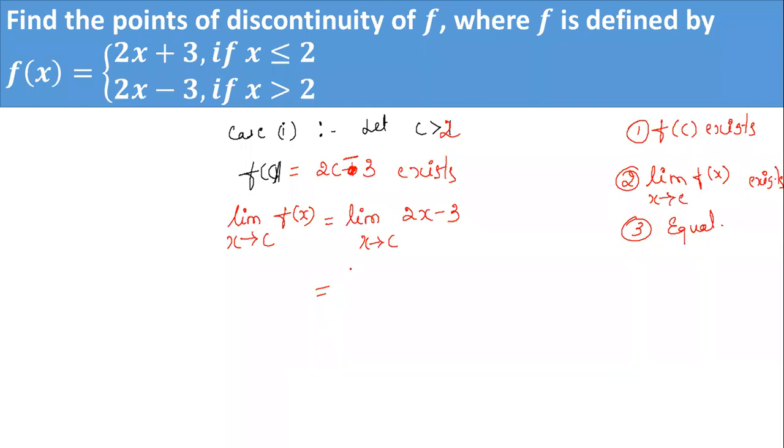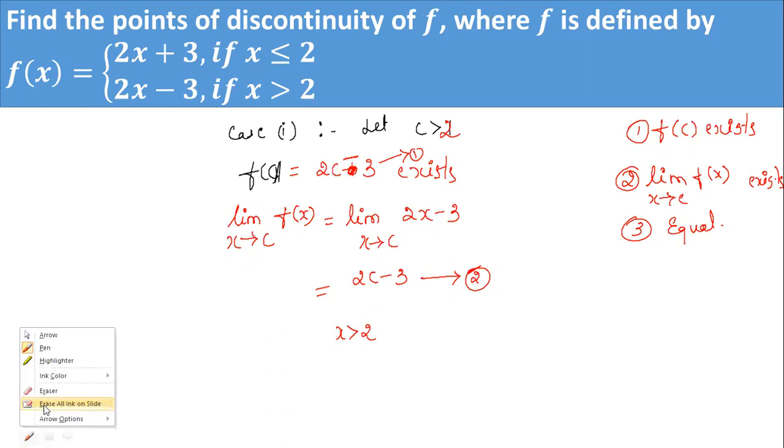Okay, so Dikshita is saying it is discontinuous. Where it is discontinuous, Dikshita? In which case are you getting it as discontinuous? Okay, that you have to tell me. Okay, so it is 2c minus 3. So clearly from 1 and 2, you can see that both are equal. So the function is continuous if x is greater than 2. Okay. Good. Dikshita has given me the answer already. Others, do it fast.